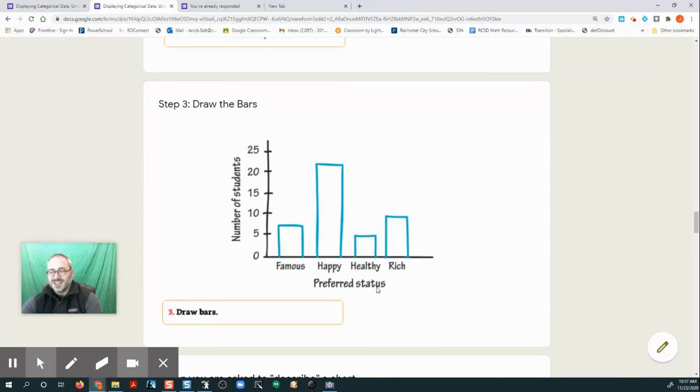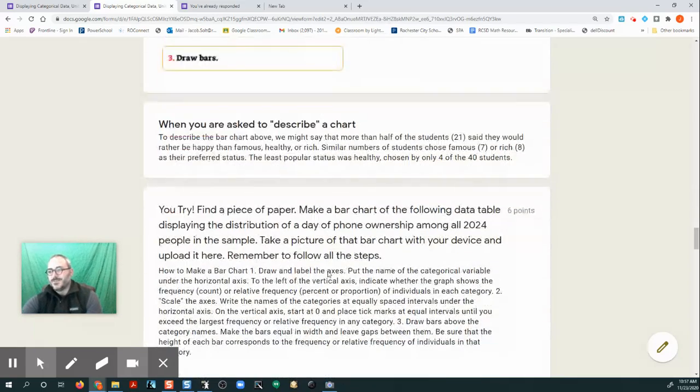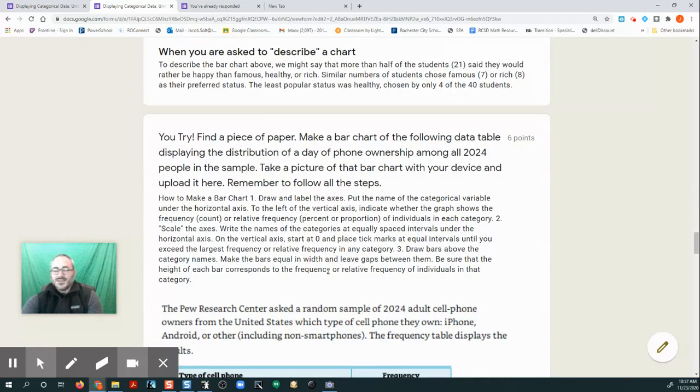Look back at that data table, draw those bars in, and now we can see, oh yeah, famous is between 5 and 10, happy is the biggest, healthy was the smallest. Suddenly, when we graph this, the numbers jump out at us, right? We can visually see.